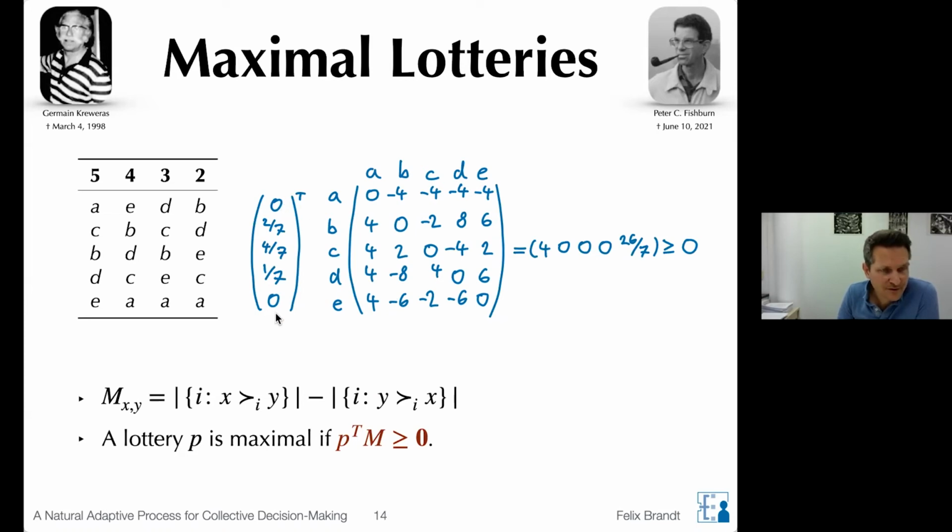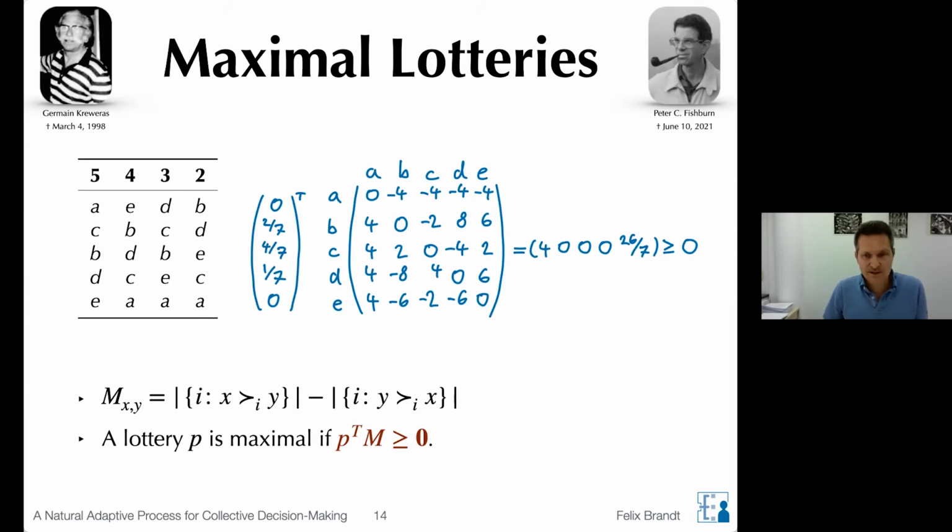And that's the following one. We put 2/7 on D, 4/7 on C, 1/7 on D. That happens to be the unique maximal lottery for this preference profile. If you do the math here, you will see that this resulting row vector only contains non-negative entries, which is witness to the fact that this is a maximal lottery. In principle, maximal lotteries can be computed efficiently using linear programming, because we are just computing an optimal strategy for a zero-sum game.